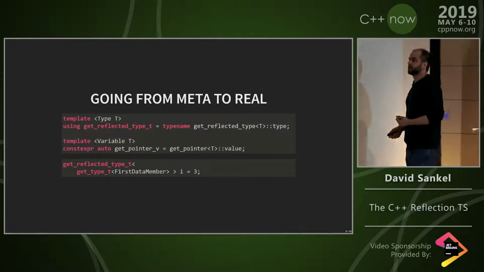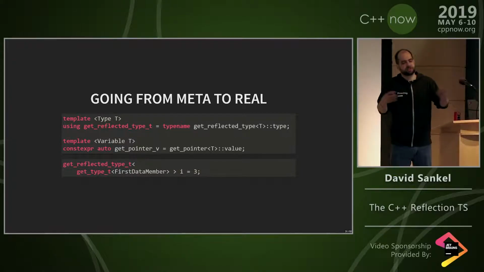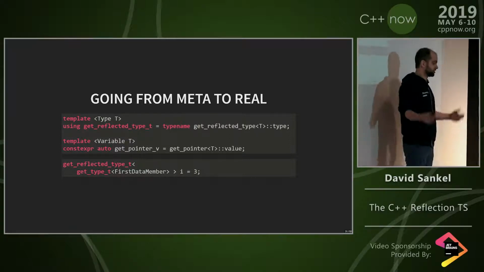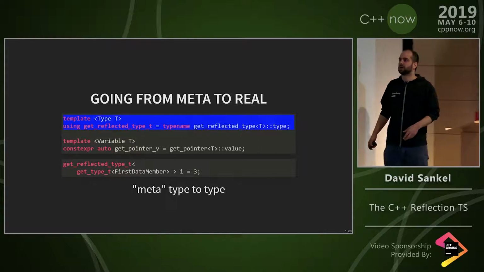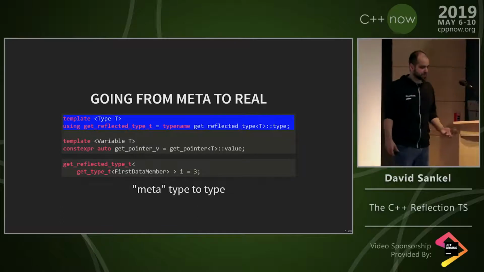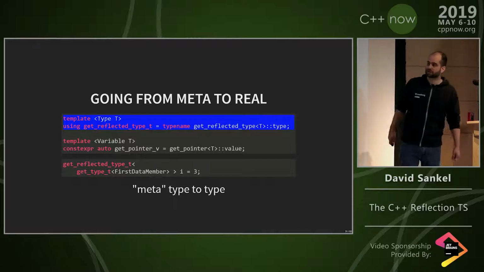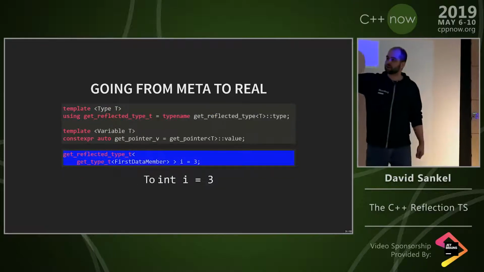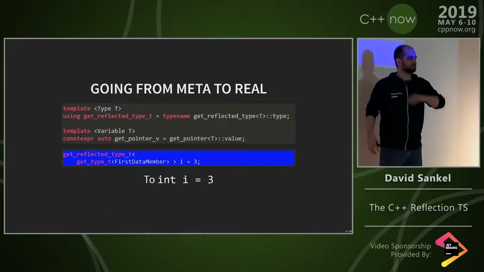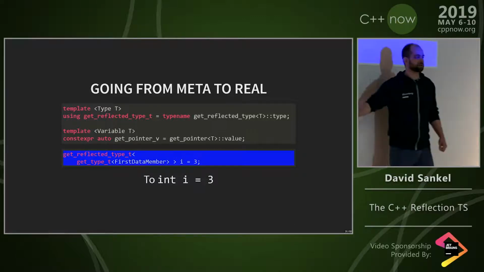Now, we also have this idea of going from meta to real. Because you're in meta land, ultimately you want to get back to the real world. We have only a couple of ways to unreflect or get out of meta and back into real. The first one is get reflected type. If you have any meta type and you want to get that actual type out of it, you can use this get reflected type function. The example here shows that you can get the type of the first data member. Remember, a few slides ago we got the first data member. You can get the type out of it and then call get reflected type on that. And this will essentially produce int i equals 3.